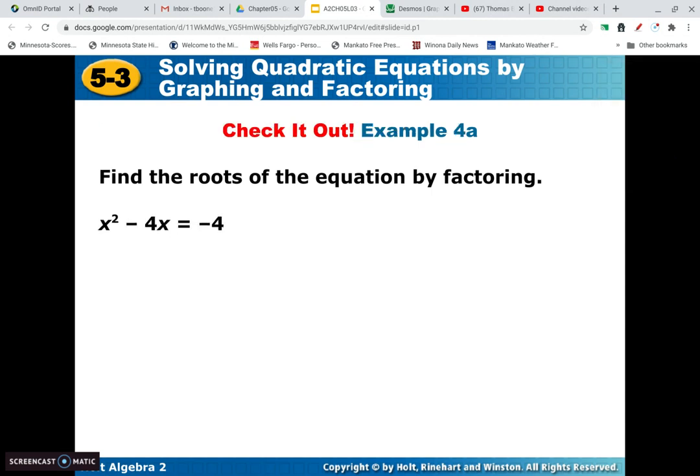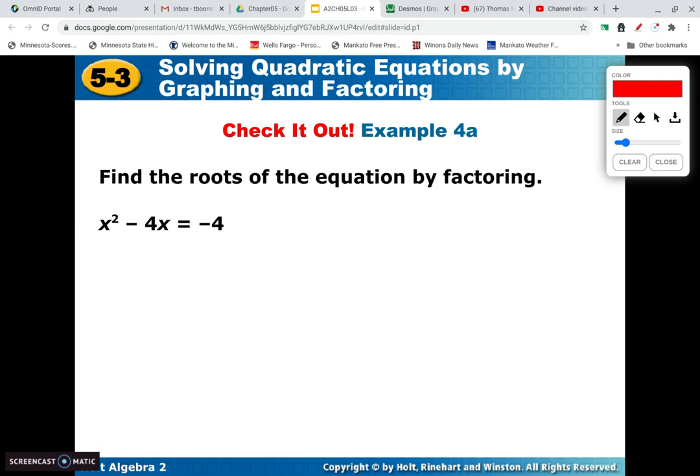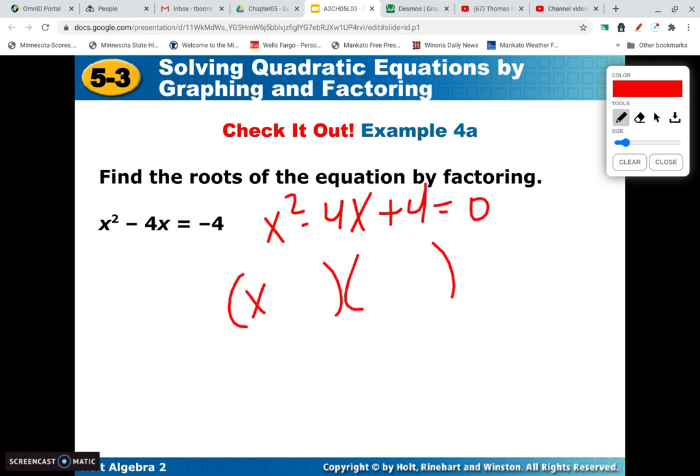All right, how about this one? Now, again, when you have problems like this, you want to get everything over to one side, zero it out. So we're going to have x squared minus 4x. Bring that over, we're going to have plus 4 equals 0. And this is one of those special factors when you think about it. What two numbers multiply to 4 but add to -4? Well, -2 and -2. So there's only one zero there, and that's at 2.